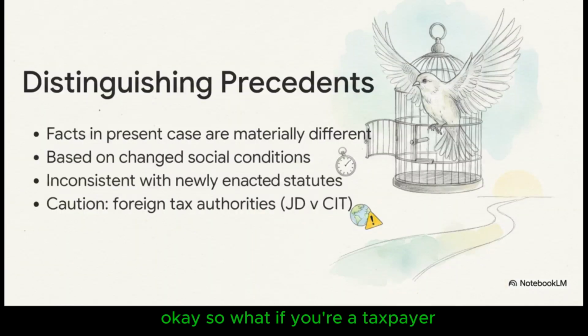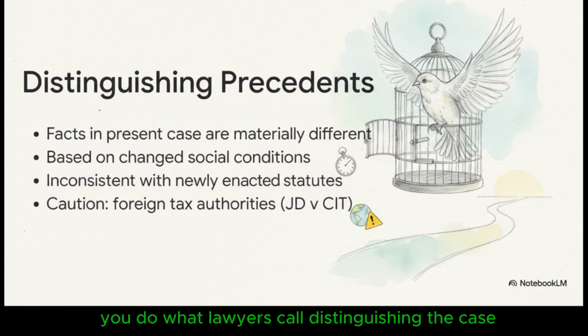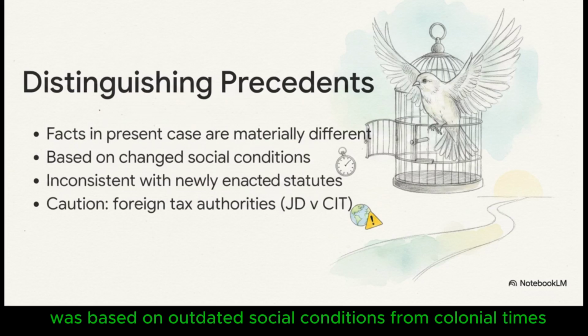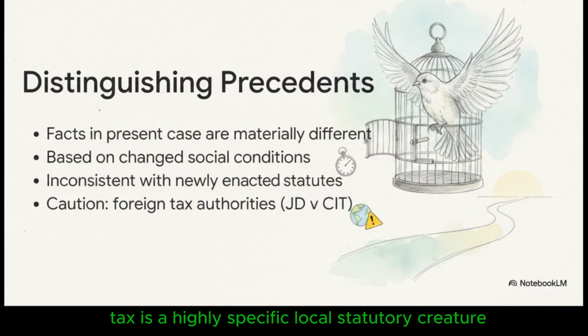Okay, so what if you're a taxpayer trapped facing an old, terrible precedent? How do you escape? You do what lawyers call distinguishing the case. You argue your current facts are materially different, or you point out that the old ruling was based on outdated social conditions from colonial times, or that a newly enacted statute overrides it entirely. Oh, and a quick warning, use foreign tax precedents with extreme caution. Tax is a highly specific, local statutory creature.